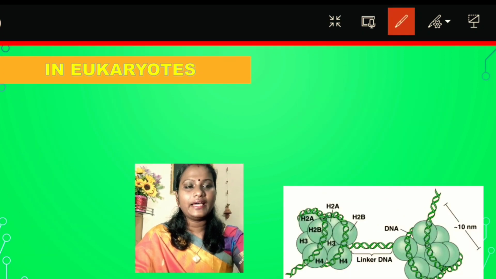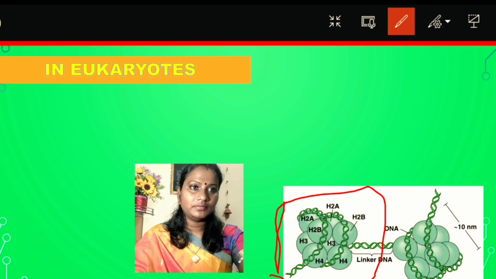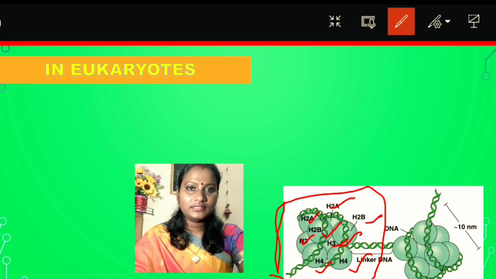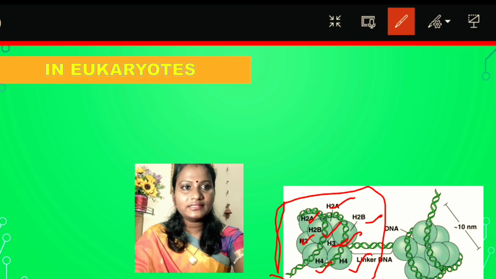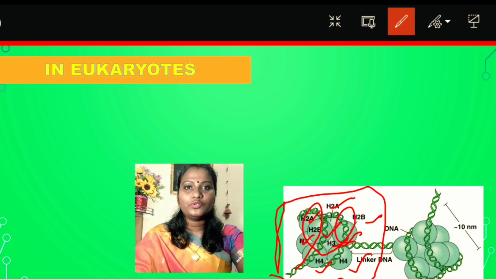Here in the diagram we can see the structure of the nucleosome that has been formed with the histone octamer. You can see these are the histone proteins: 2 H4, 2 H3, 2 H2B and 2 H2A. These are the 8 proteins that are held together and result in the formation of the histone octamer. When the DNA is wrapped around this histone protein, we call this structure a nucleosome.